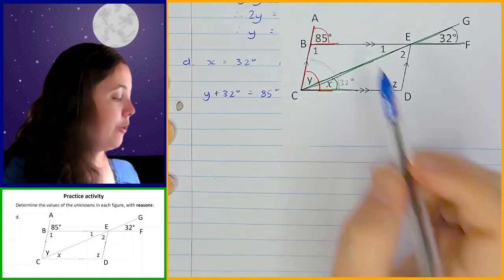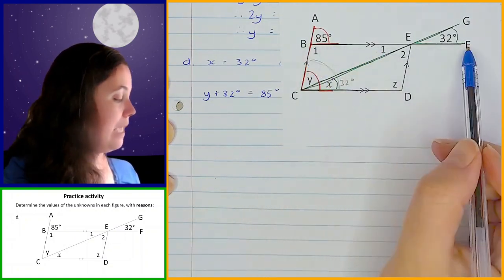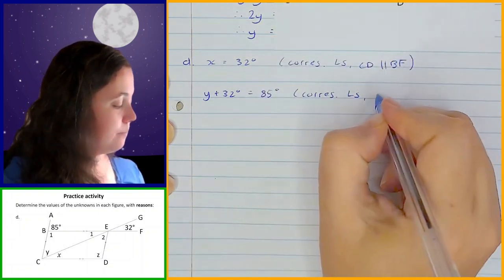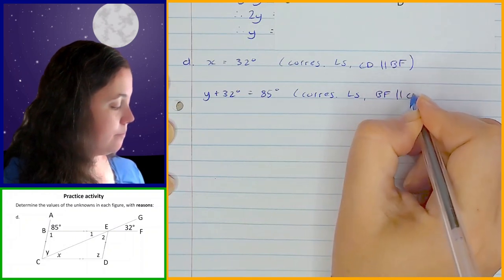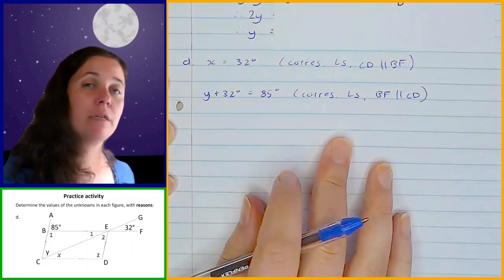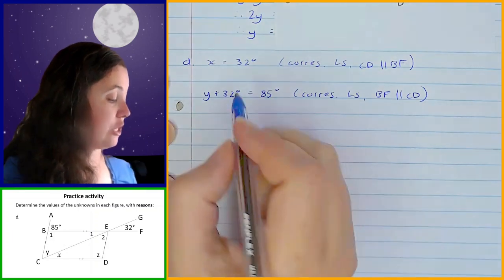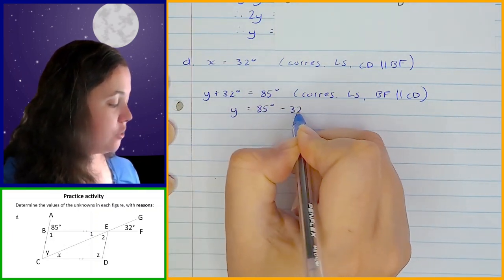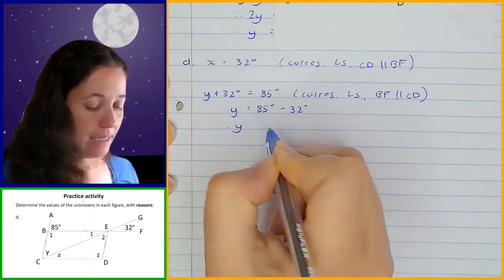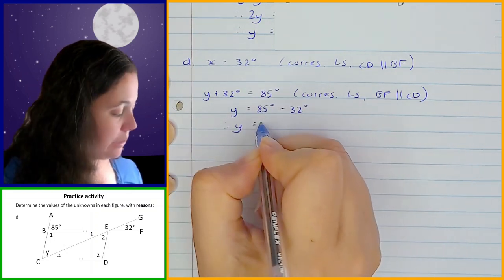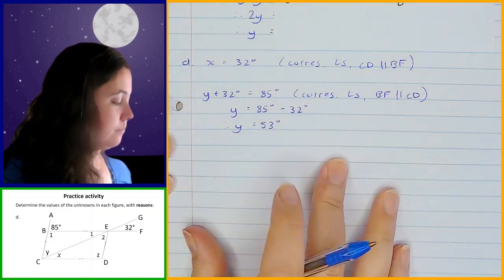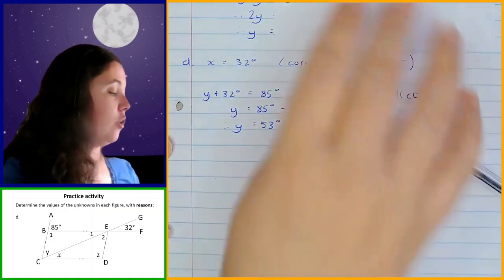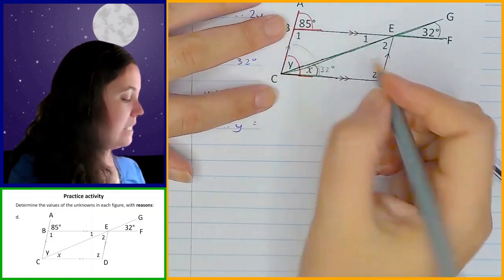And here, the parallel lines I'm working with are BF and CD. Okay. So now I need to go and solve for Y and work out what Y is actually equal to. So I've got Y equals 85 degrees minus 32 degrees. So therefore, Y is equal to 53 degrees. Okay, so now I can go and fill that in over here. Y is 53 degrees.